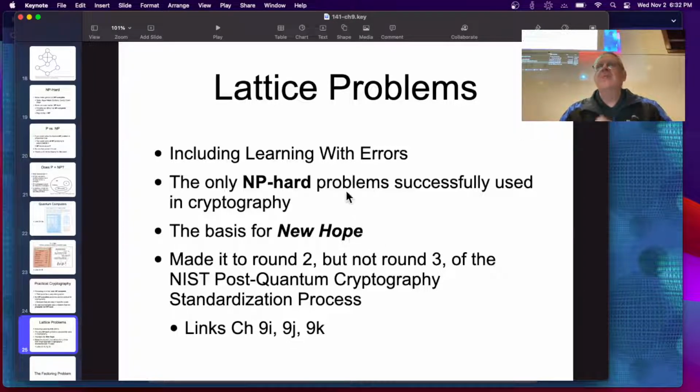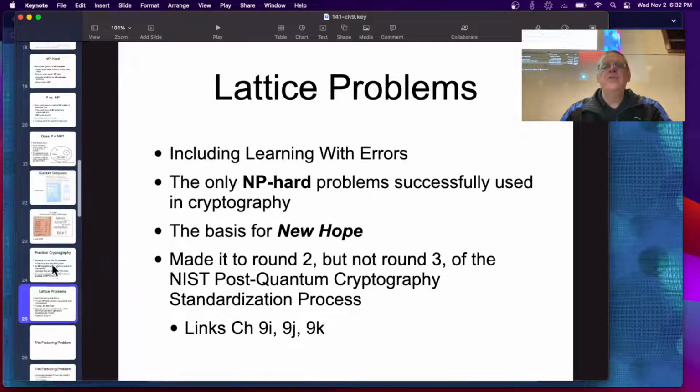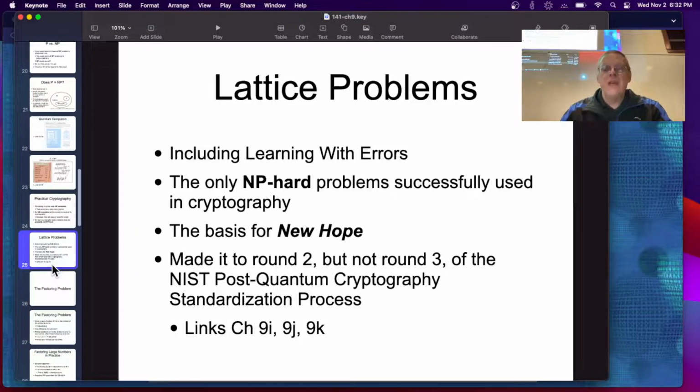But anyway, that was an attempt to use an NP-hard problem, the only time it's ever been used in cryptography, and it turned out to be weak, and they found a way to hack it. So there's currently no NP-hard problem used in realistic cryptography. None of them have turned out to really have the properties you need to make a successful cryptographic system.